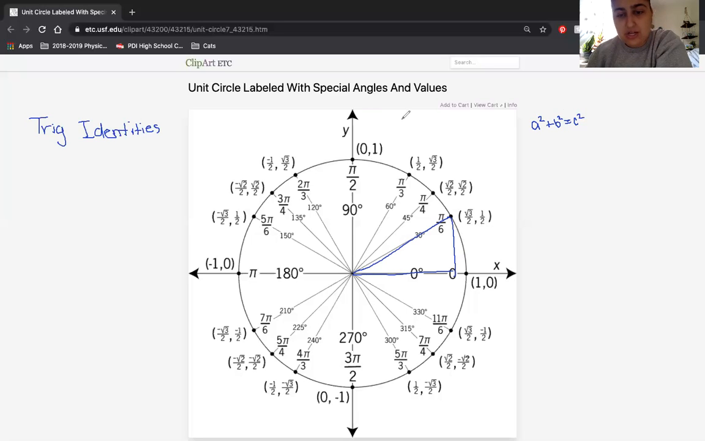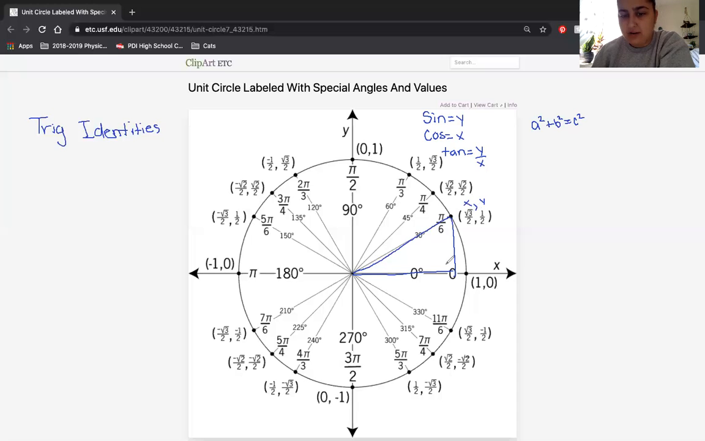And so what we learned in our unit circle video is that whenever we have sine of something, it's just equal to our y coordinate. And whenever we have cosine of something, it's equal to our x coordinate, okay? And then whenever we have tan of something, tan is always y over x.